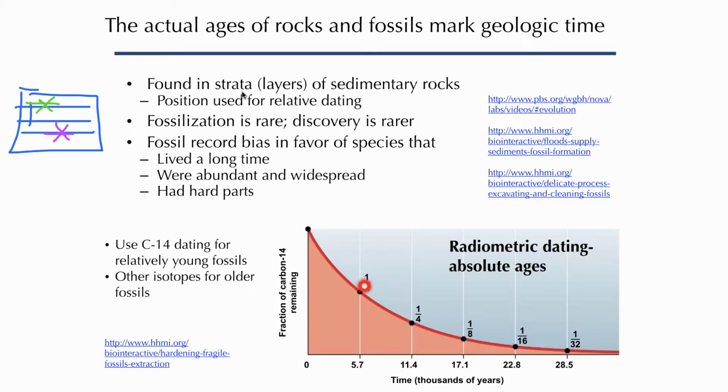So you notice that each time frame, the fraction of that radioactive carbon reduces by half of what it was in the previous time frame. And so when we know the amount of time that it takes for a certain isotope to degrade, which is a half-life, then we can calculate the age. So carbon-14 is used for relatively recent fossils. There are other isotopes that are used for much older fossils, and in that case, you just have a half-life different from the 5,700 years of carbon-14.